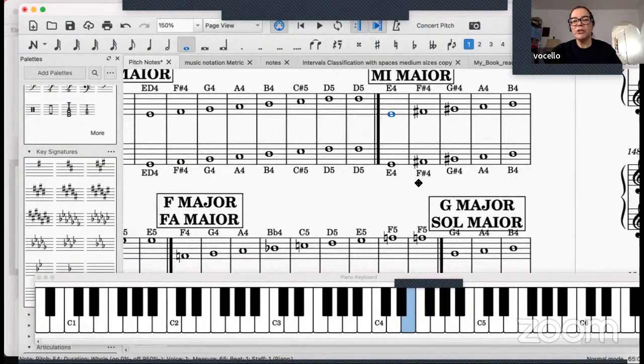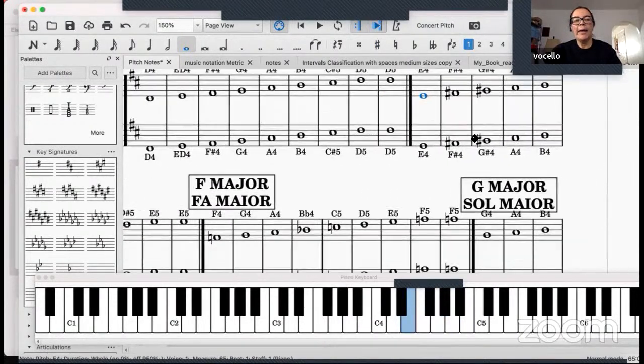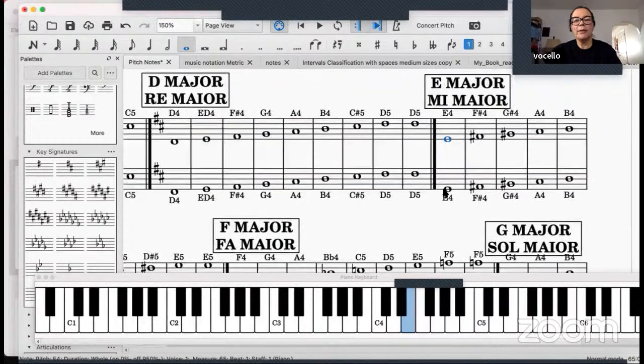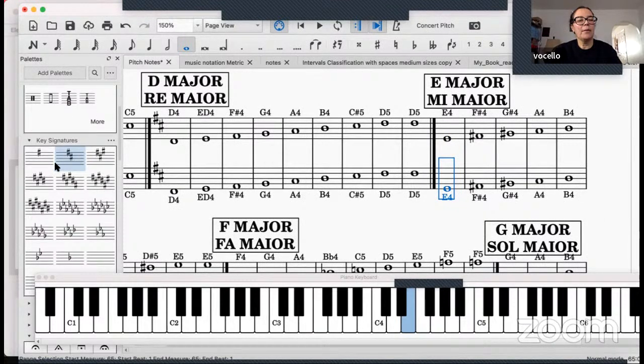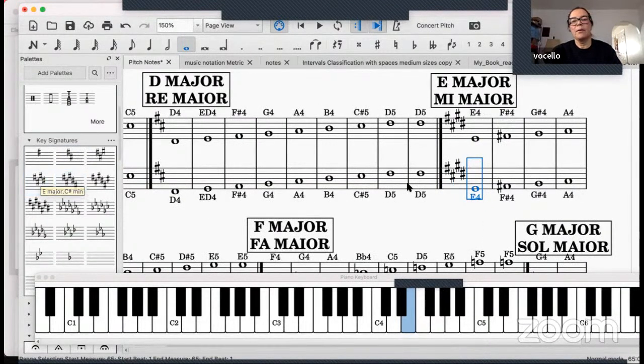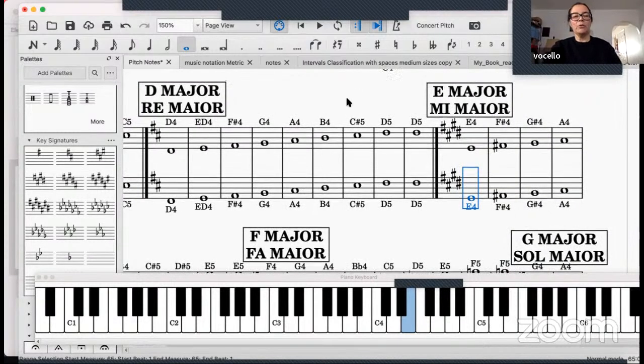Besides the F and C sharp, we have G sharp and D sharp. So I'm going to add the key signature of E major: Fá, Dó, Sol, Ré. F, C, G, D. That's the order that they appear, according to the first tetrachord and the second tetrachord, which means the perfect fifth, the circle. F, C, G, D.